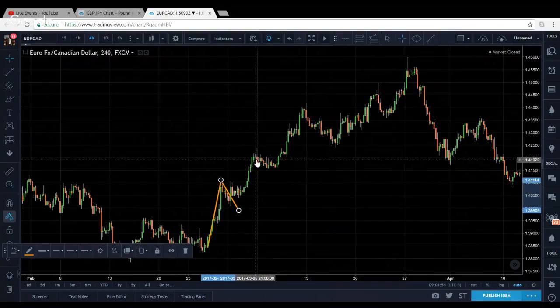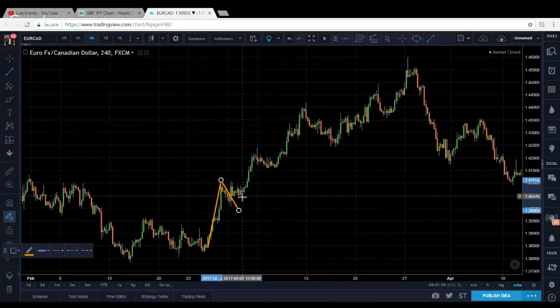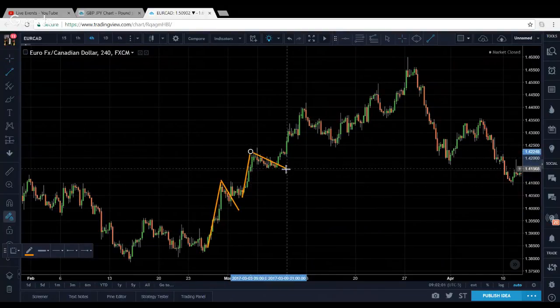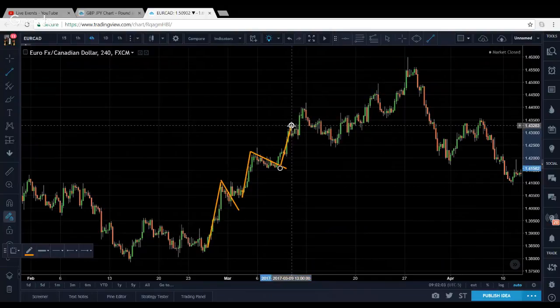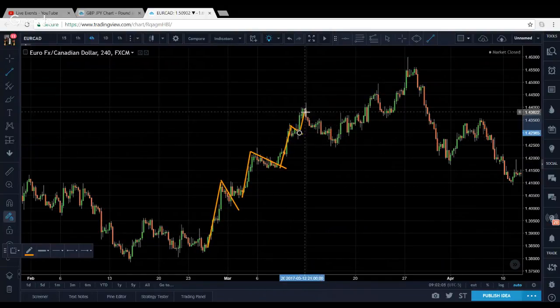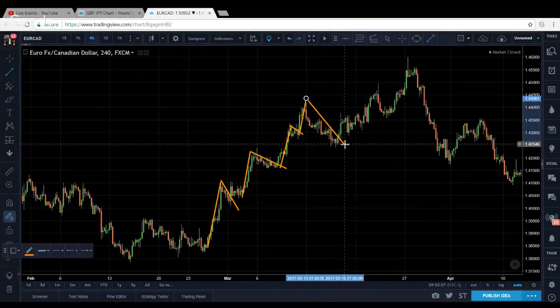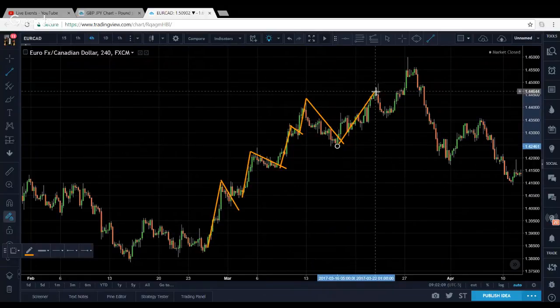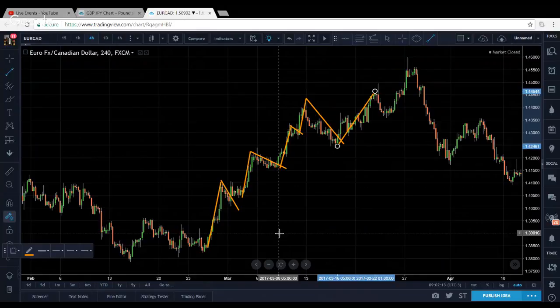Then you could have gotten in for your buy, and then you got a nice move up. But then again, same thing. Impulse, pullback, continuation, pullback, continuation, bigger pullback, and then boom, bigger continuation. All right. So guys, it's really simple.